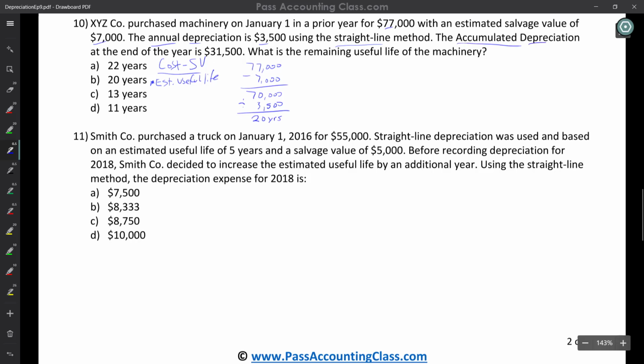So I'm going to take my accumulated depreciation number here, this 31,500. I'm going to divide that by the annual depreciation of 3,500. And when I do that, I end up with 9 years. So we know the machinery has an estimated useful life of 20 years. We know we've depreciated it for 9 years. So that means there are 11 years left. So the answer here is going to be D.